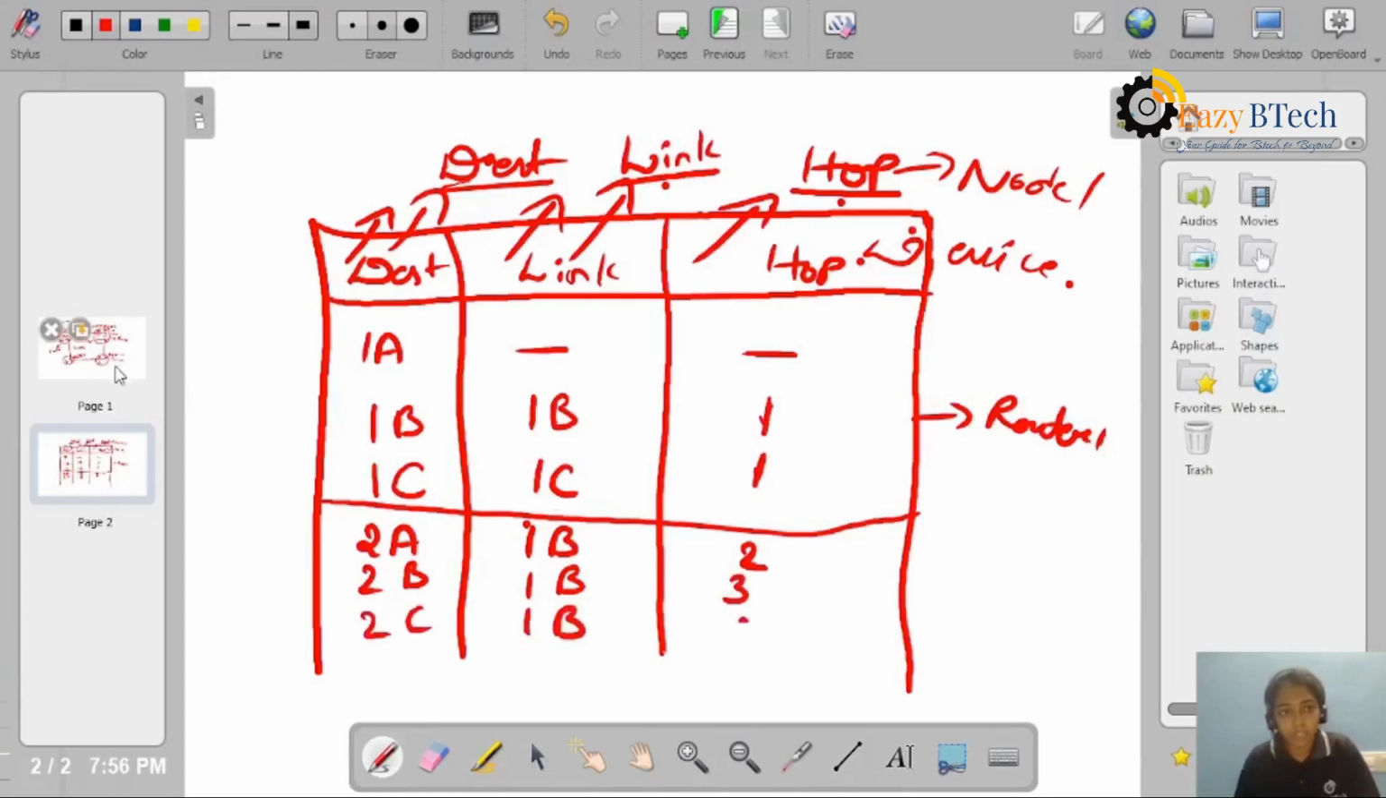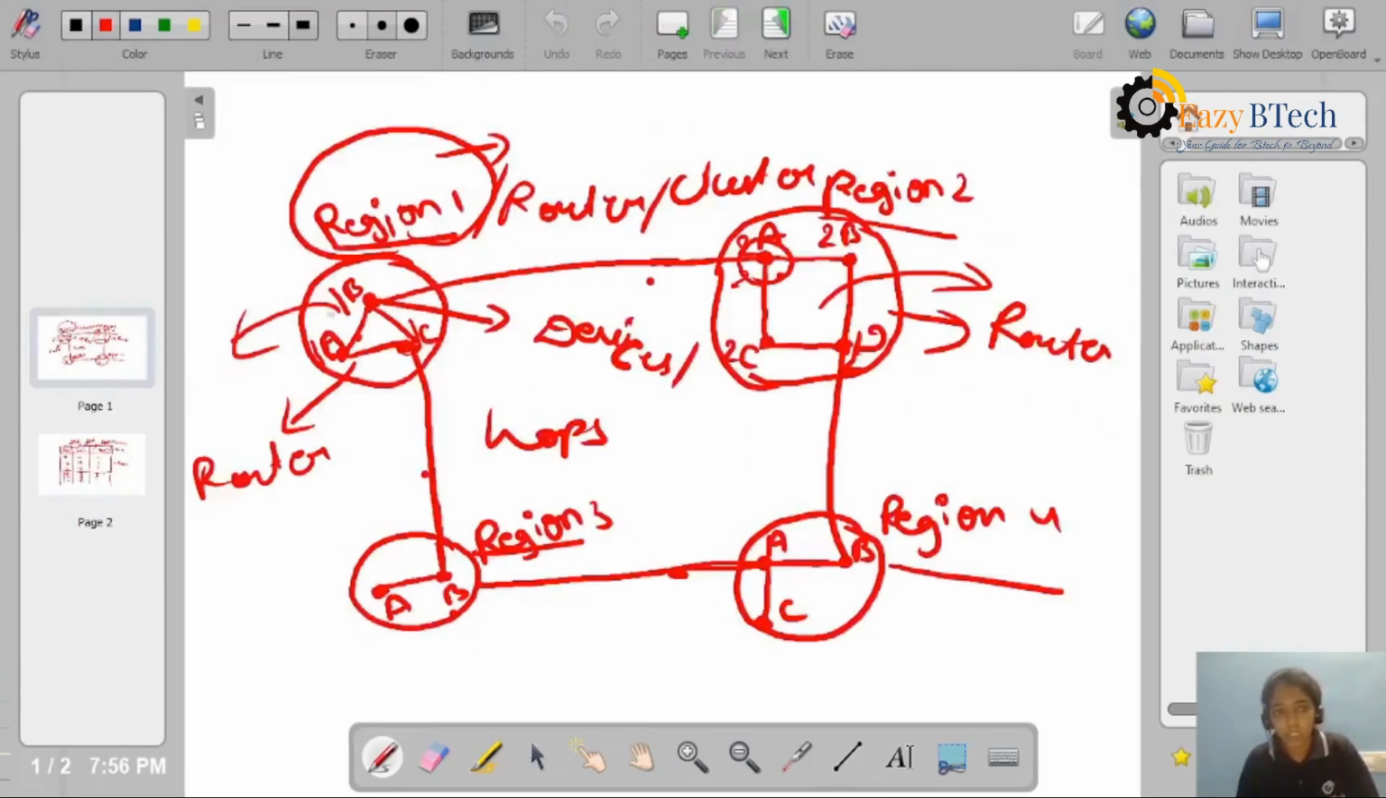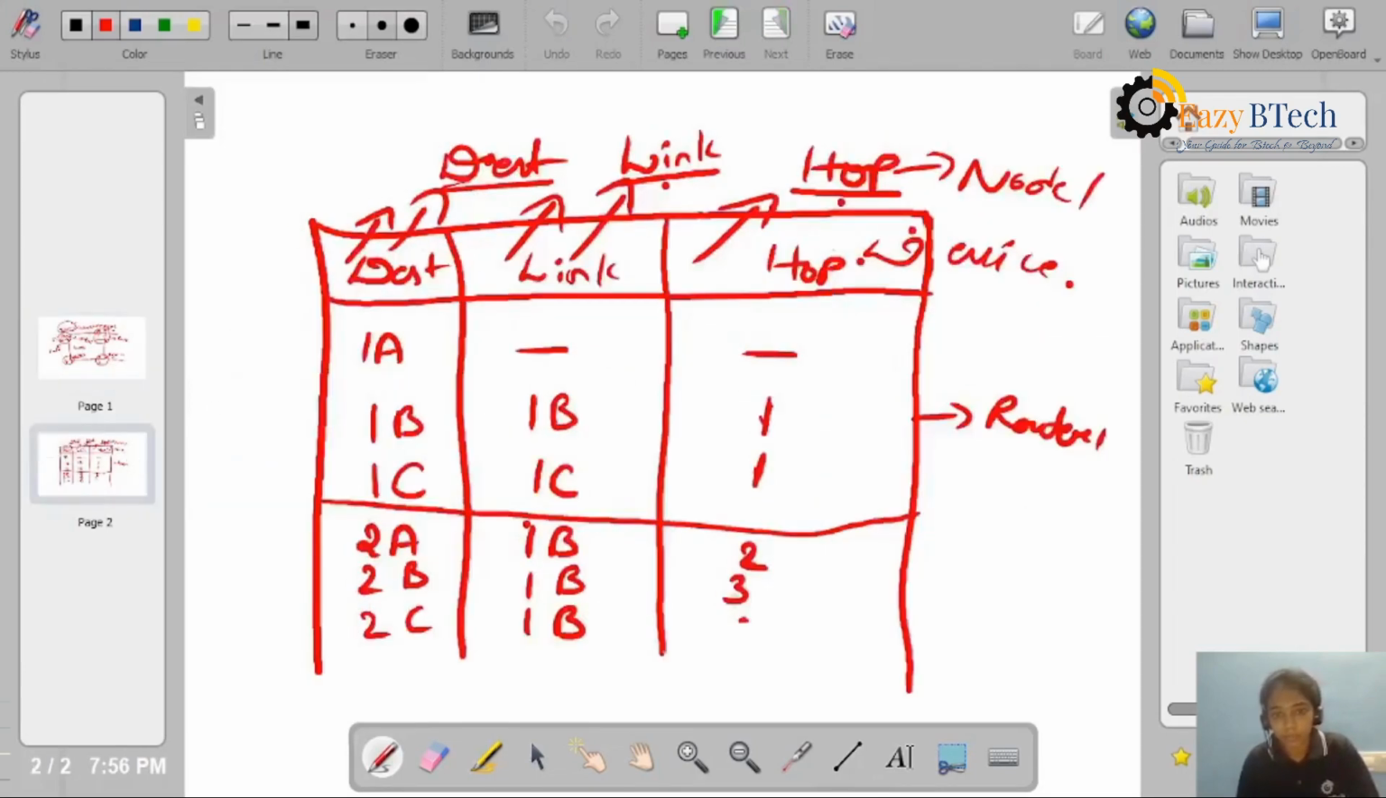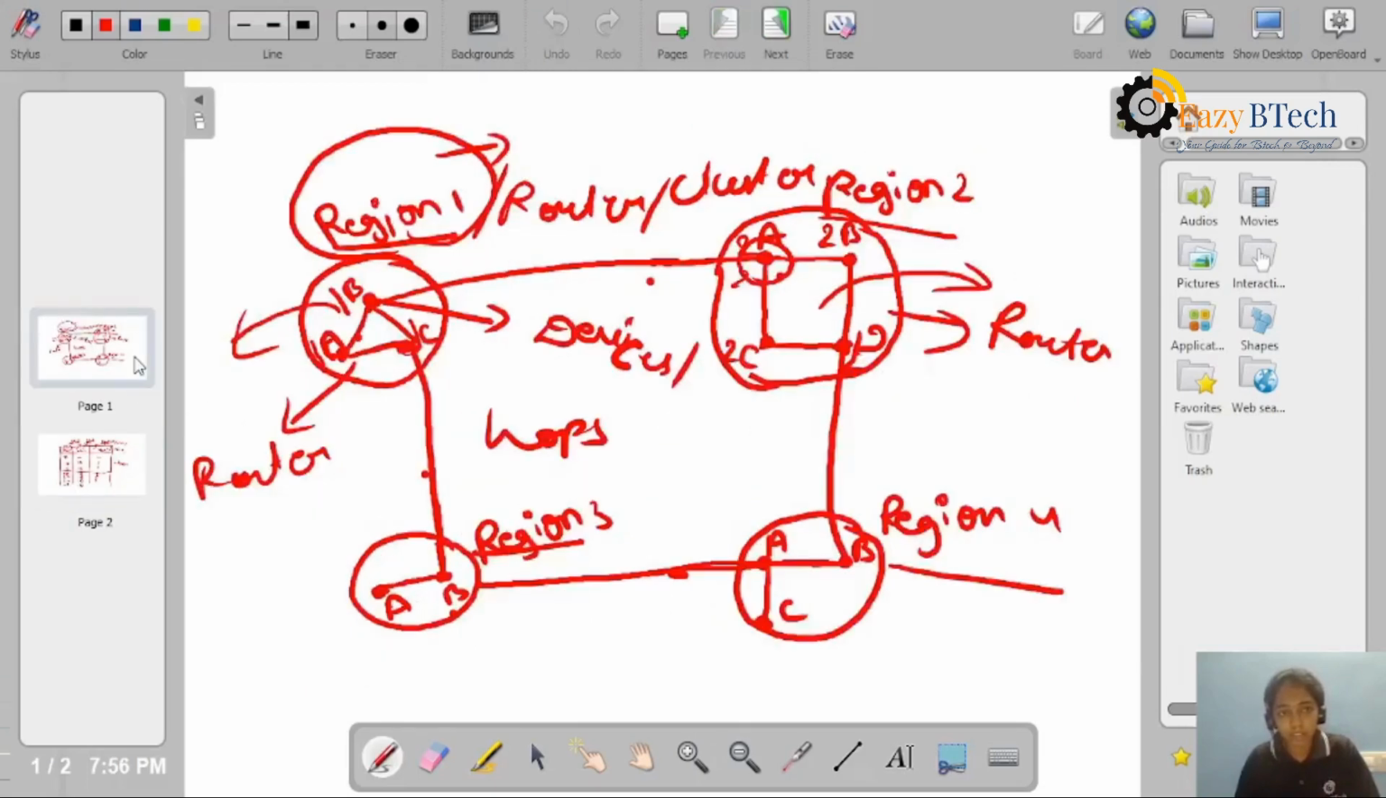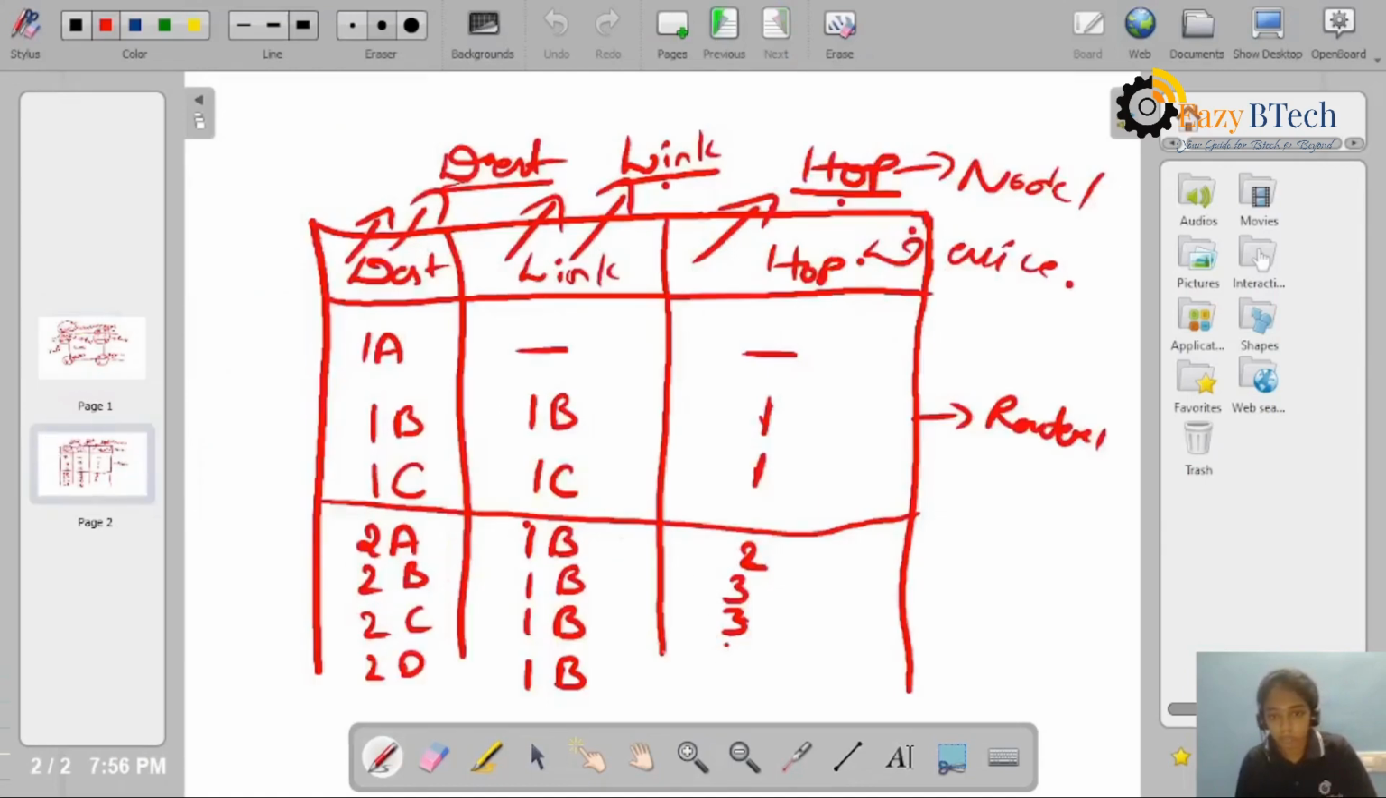Again, 2C is also from 1B. How many nodes are connected? 1, 2, 3, 3 nodes. Next, 2D also comes from 1B. How many nodes are connected? 1, 2, 3, 4 nodes. So this is the information of region 2. Like that, we also write this routing table for region 3 and region 4. Let us check that also.